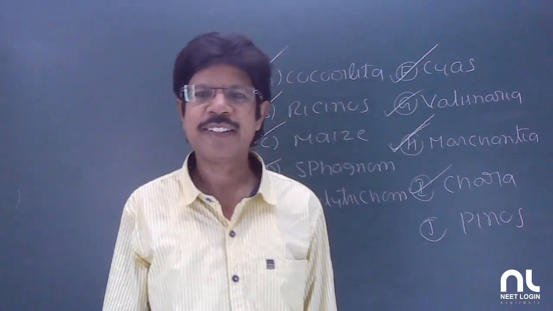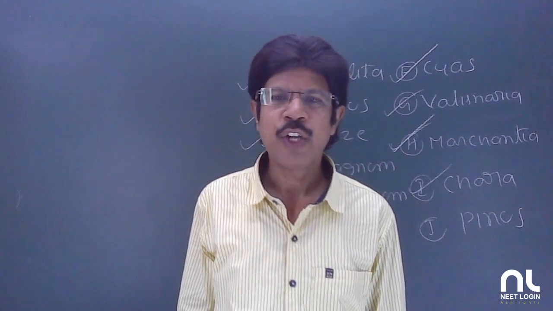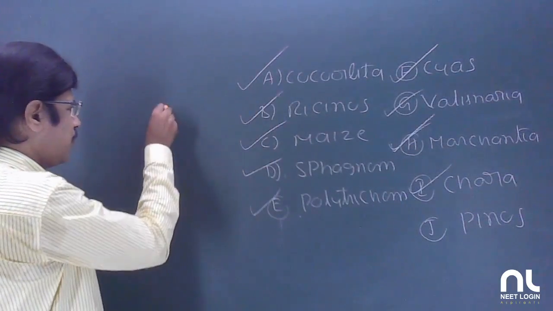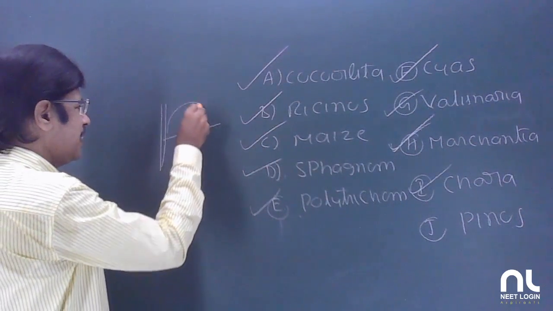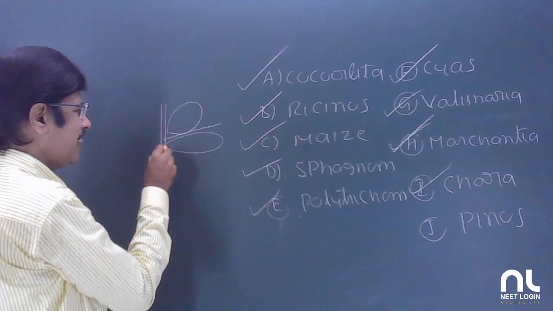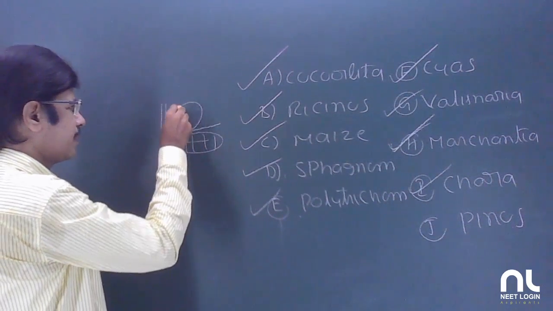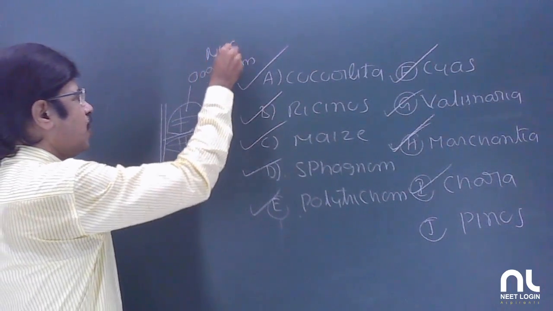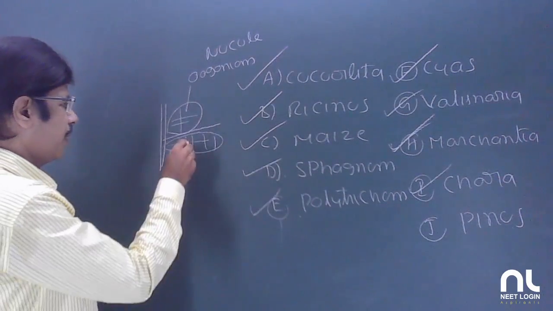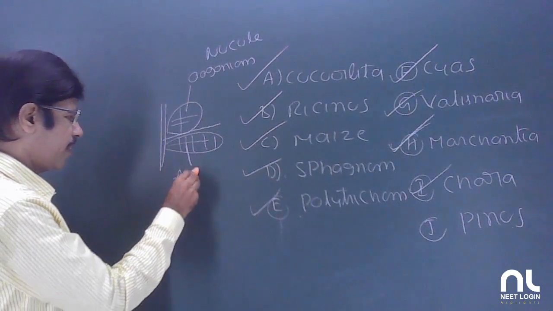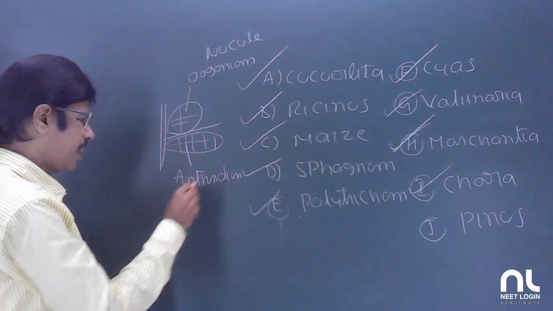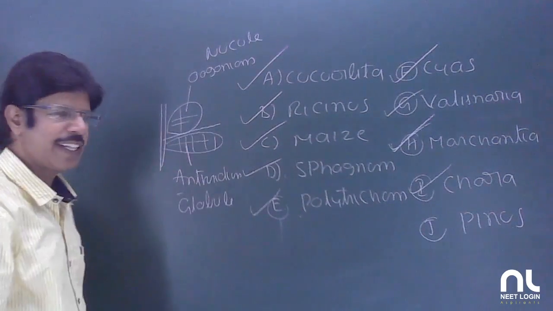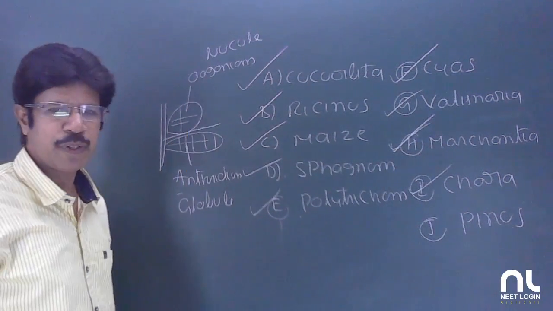Chara is an algal member, a chlorophycean member, with a monoecious gametophyte. In Chara, the upper structure is the oogonium, otherwise called the nucleus, and the lower is the antheridium, otherwise called the globule. Upper nucleus, lower globule.